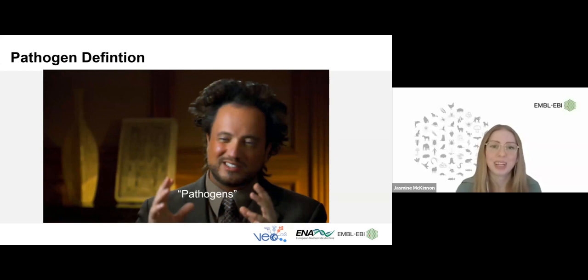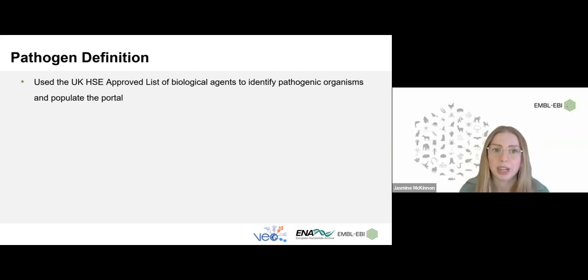So if you ask yourself, what could pathogens be? There are many kinds of pathogens, but what we have narrowed it down to is, first of all, the UK Health and Safety Executive list of biological agents to populate the portal to begin with. This categorizes pathogens by their containment level, which affects people who are working with them. So we just included all of them in that list to begin with.